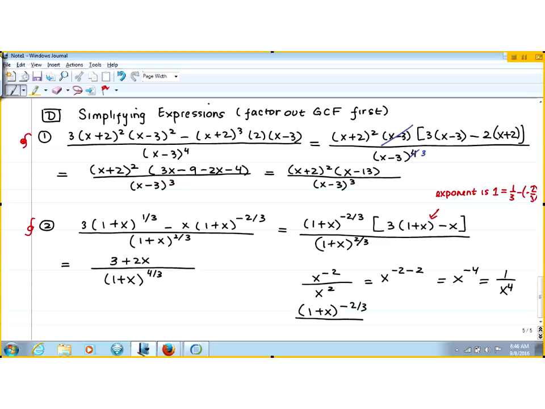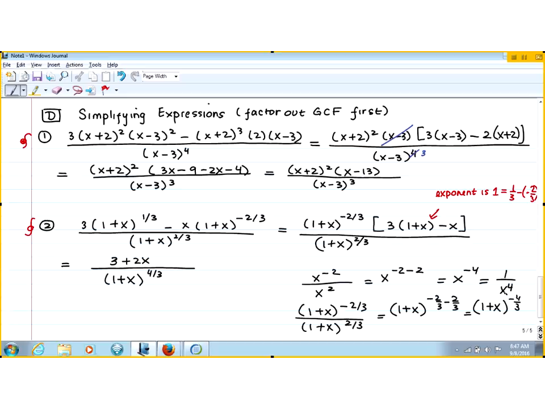So basically this is 1 plus x raised to the negative 2/3 divided by 1 plus x raised to the 2/3. So this is 1 plus x. What do you do to the exponent? Subtract, right? Negative 2/3 minus 2/3, which is what? 1 plus x raised to the negative 4/3. So I write it on the bottom. Make sense? Okay, good. Now, I only have 3 minutes, so I cannot start a new one.